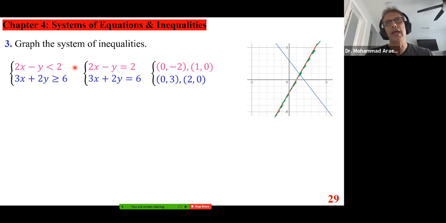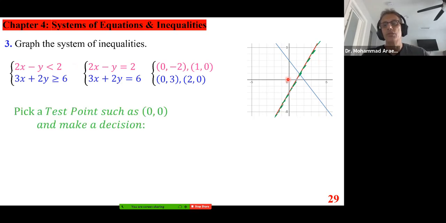Now that you did that, you pick a test point for each case and you check it out. Since 0, 0 is not included in any of those lines, that would be the best and easiest choice. So you choose 0, 0. You can choose any pair that is not on the line.